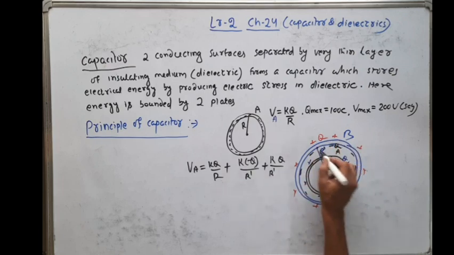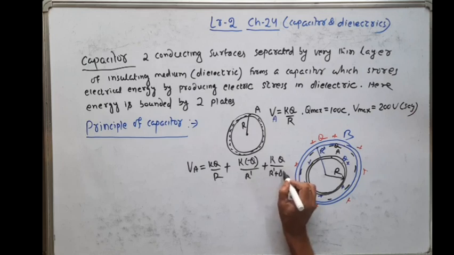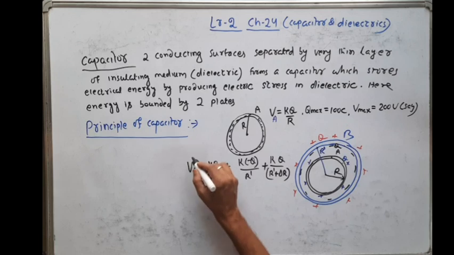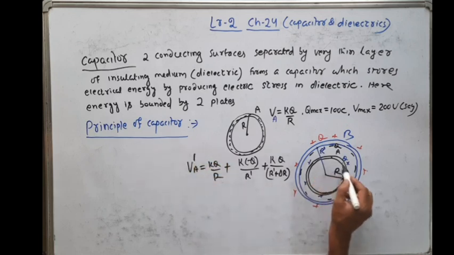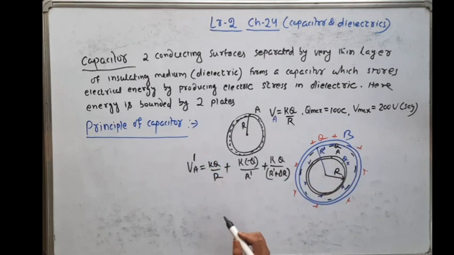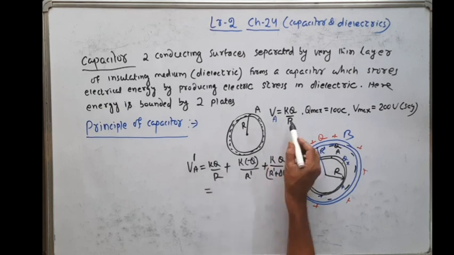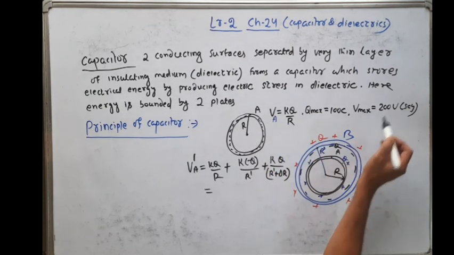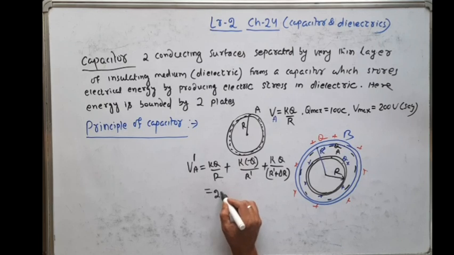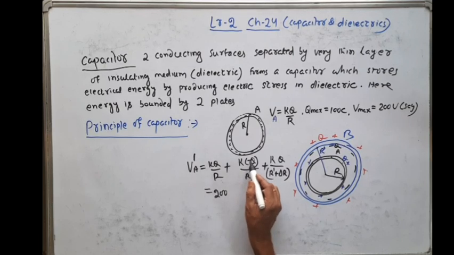But outer radius is slightly more than r dash. So this is the total potential. Now the potential on this conductor A is now VA dash, which is equal to, let us say, KQ by R. Initially KQ by R was what? 200 volt. Now I will put here 200 volt. So here plus into minus.